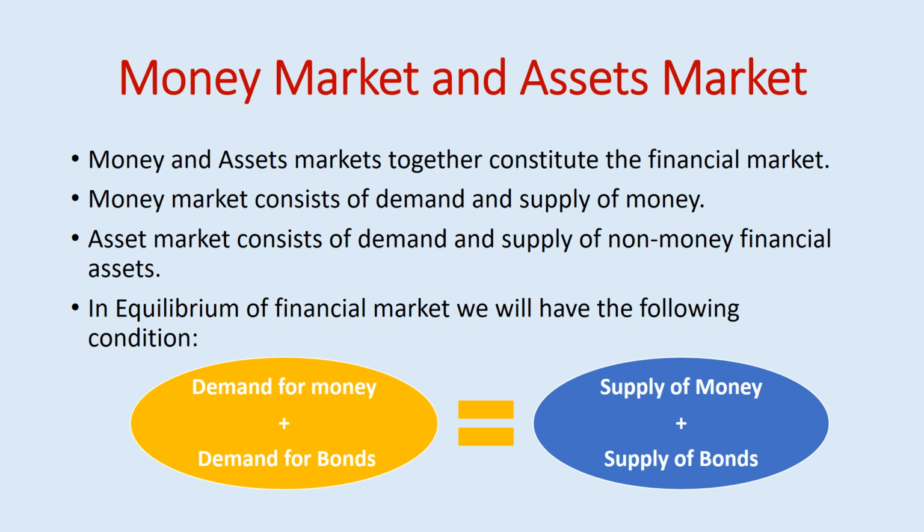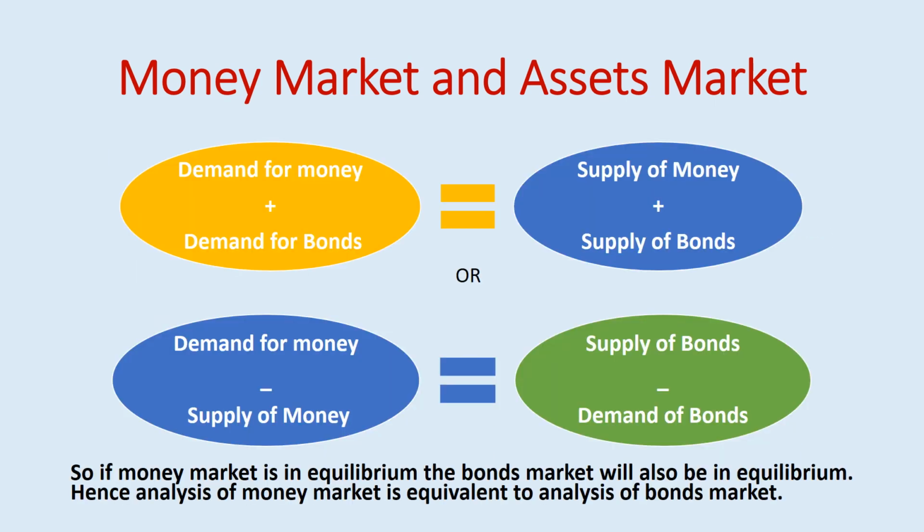So if you have demand for money plus demand for bonds equal to supply of money plus supply of bonds, in that equilibrium condition we can reach a logical conclusion. If you take the supply of money to the left hand side, you have demand for money minus supply of money equal to supply of bonds minus demand for bonds. Now suppose demand for money is equal to supply of money, what does it mean? That the money market is in equilibrium.